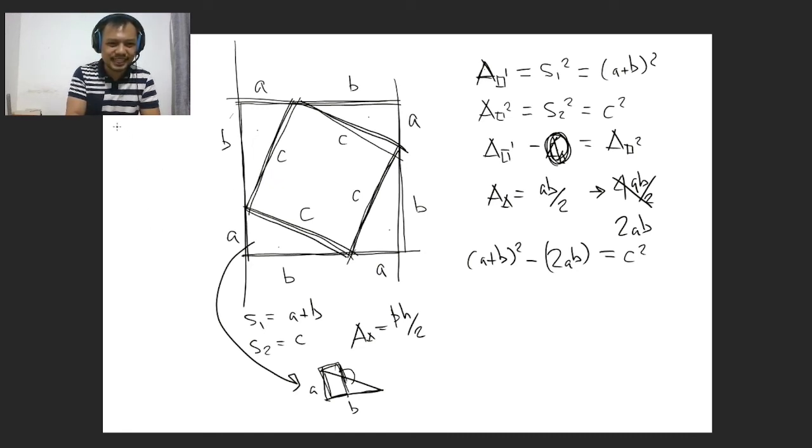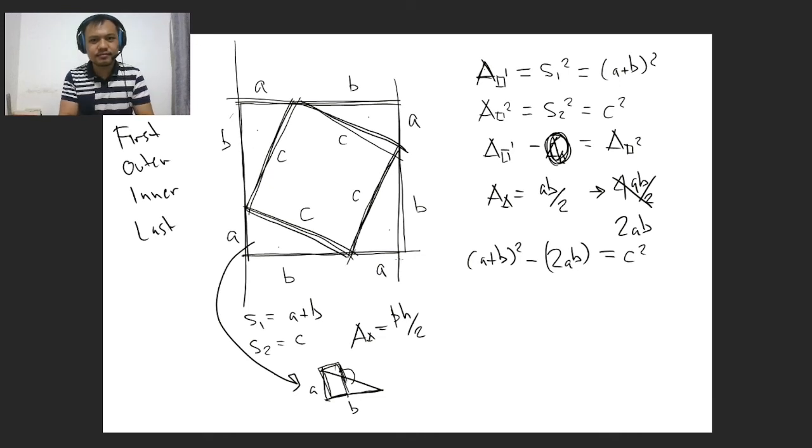quick review. FOIL stands for first, outer, inner, last. So what does that mean? Basically, (a plus b) squared is (a plus b) times (a plus b). So let's go ahead and derive this first. (a plus b) times (a plus b). This is what (a plus b) squared is equivalent to, okay?